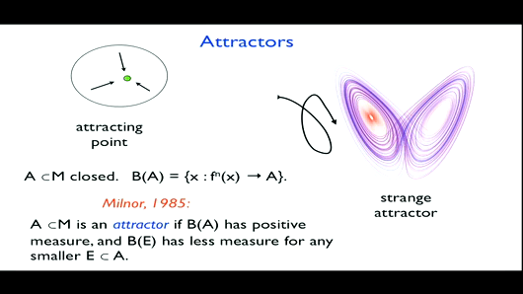So he gave the following definition. An attractor is a subset of a manifold which is closed, and once you have a closed set, you can look at its basin, the set of points which tend to it under forward iteration, that evolve towards it in future time. And then we say that this set is an attractor if its basin has positive measure and if it's minimal in a certain sense, namely the basin of any proper subset should have smaller measure.